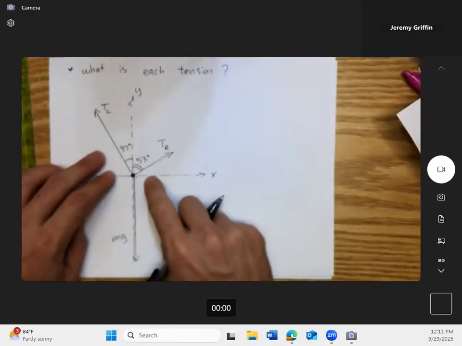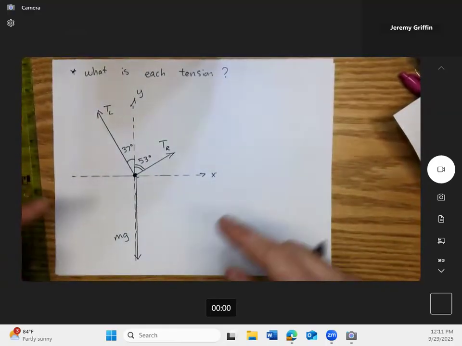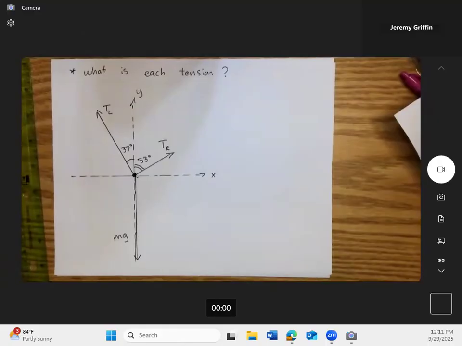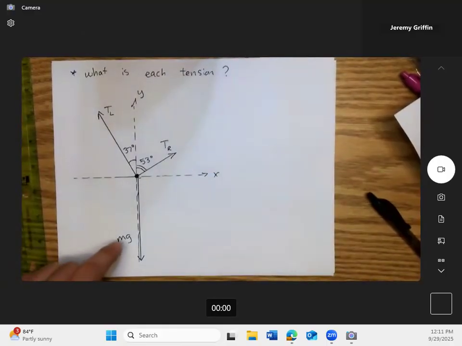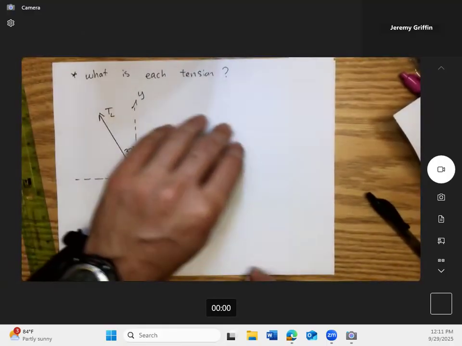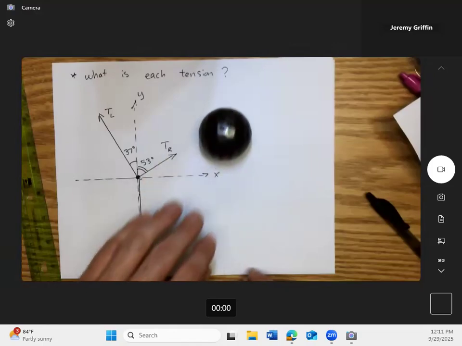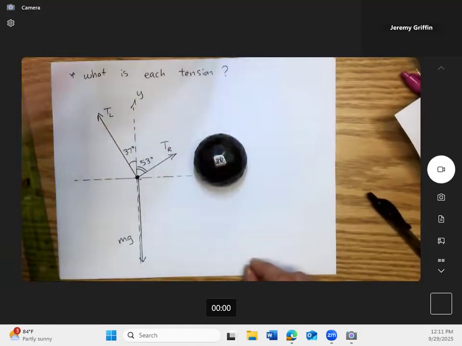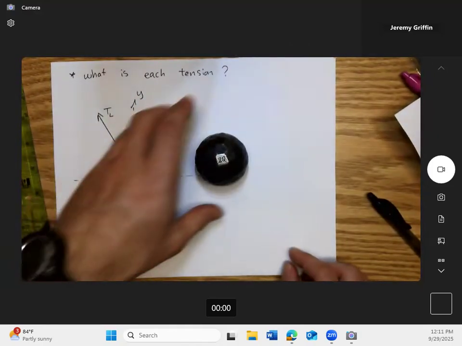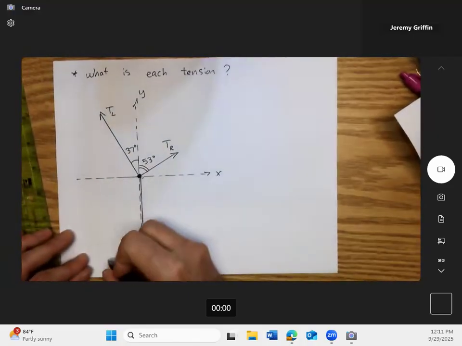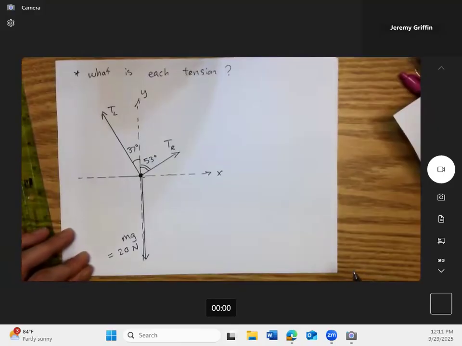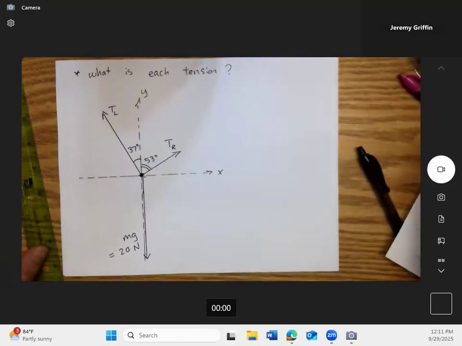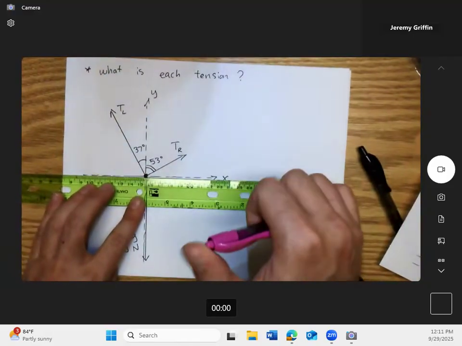Guys, why did I pick 37 and 53? Because I'm setting up what triangles? 3, 4, 5. Yeah, 3, 4, 5 geometry, which is special. But you can't solve any of this without knowing what the weight is. So let's figure out what weight we're talking about. It's 20 newtons. Sure is. 20 newtons. You guys get that? 20 newton weight.